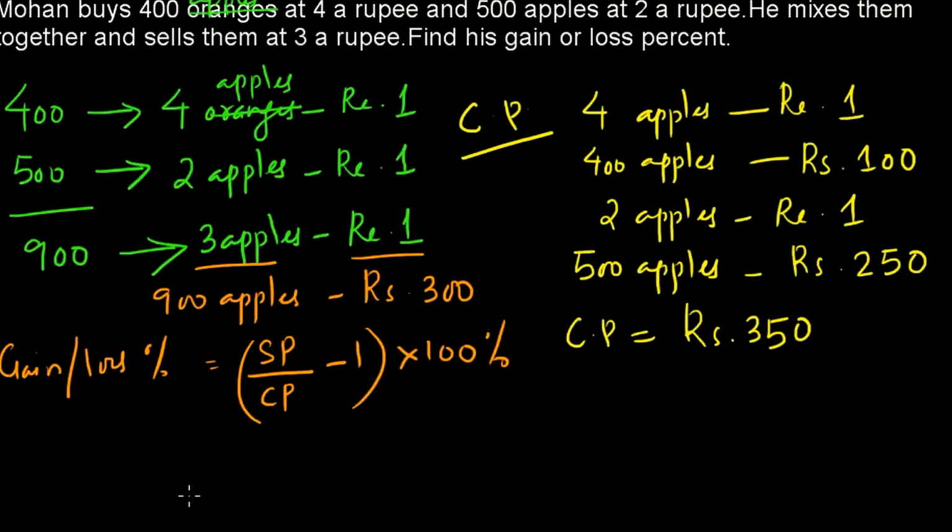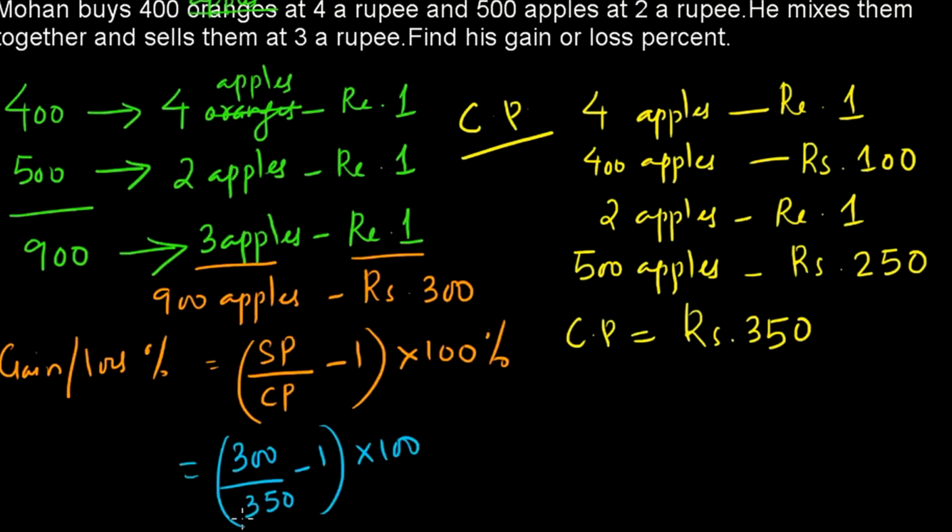So what will be our final answer? Our selling price is 300. So 300 divided by 350 minus 1, into 100. So 300 and 350 we can cancel out by 50. So we will be getting it as 6 by 7 minus 1, into 100.